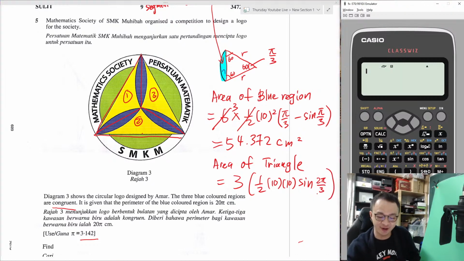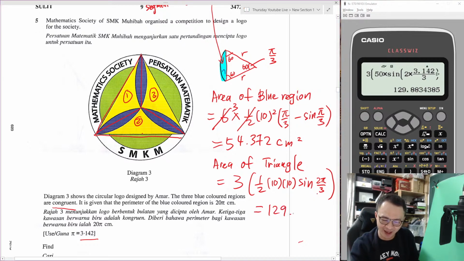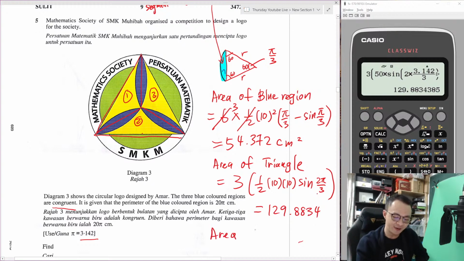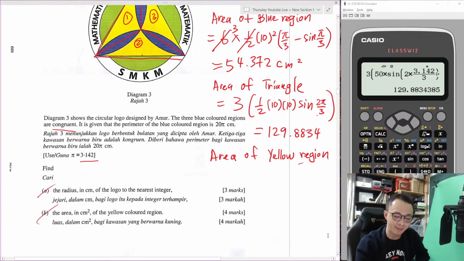Okay, so then I can get the area of the triangle. 3 multiplied by, this one is 50 times sine of 2 times 3.142 over 3, close the bracket. So this one will be 129.8834. Alright, then my area of the yellow region is the triangle minus the blue color, isn't it? 129.8834 minus 54.372.